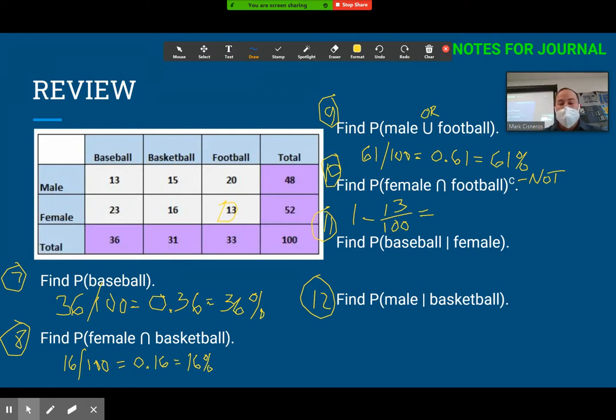This would give you 87 over 100, which is 0.87, 87%. Okay. If you're trying to figure out the probability of something not happening, think of the rain analogy. All right. Last two problems and we're done.